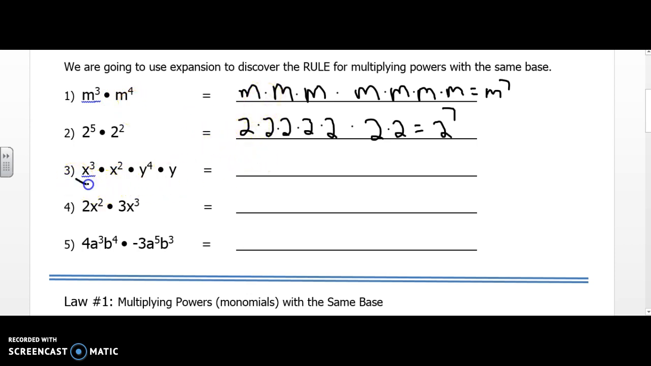Down here, we have multiple different things being multiplied. We have x's and we have y's. So let's write them out.